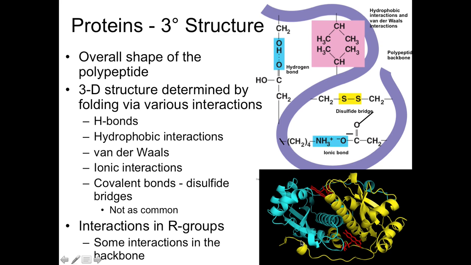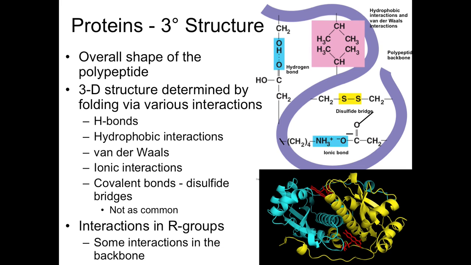So you have multiple secondary motifs in a single protein. Notice these little squiggly lines. Those are representing regions that aren't conforming to either the alpha helix or the beta-pleated sheet. So that's possible too. All right, so when we talk about the tertiary structure of the protein, we're looking at how the protein is folding up and taking on a 3D configuration.